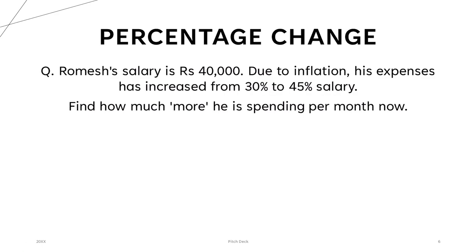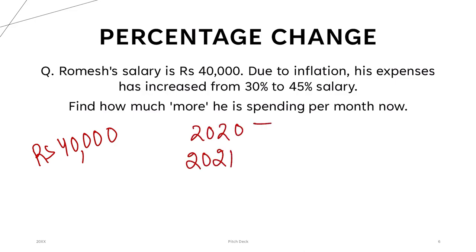Ramesh's salary is 40,000 rupees. Suppose this is 2020, this is 2021. As I've already told you, he is spending 30% of his salary on expenses. Now due to inflation, he has the same salary, but he is spending 45% of his salary on the same fuel and groceries and all, right? So now tell me how much more money he is spending now.